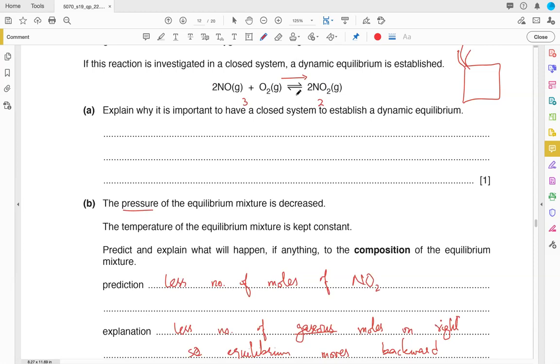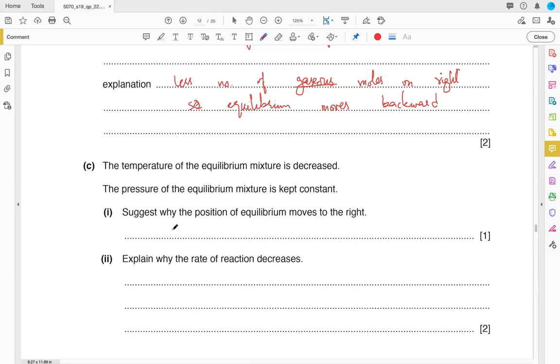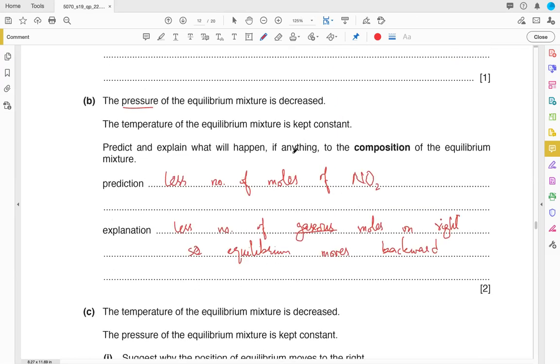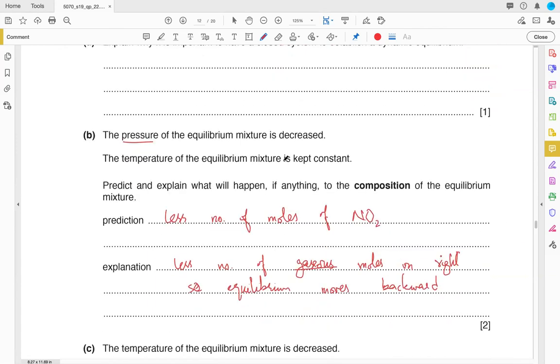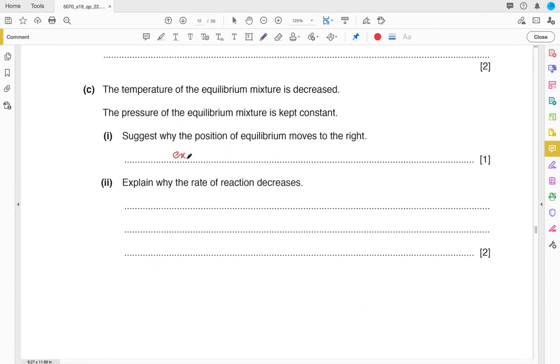I decrease temperature, the reaction equilibrium tries to undo that change, so it goes forward, which means on this side temperature will increase. So why is that? It is because the reaction is exothermic. So you can say that when it goes in the forward reaction, temperature increases, or the forward reaction is exothermic. So you can say that the forward reaction is exothermic. Next is explain why the rate of reaction decreases.